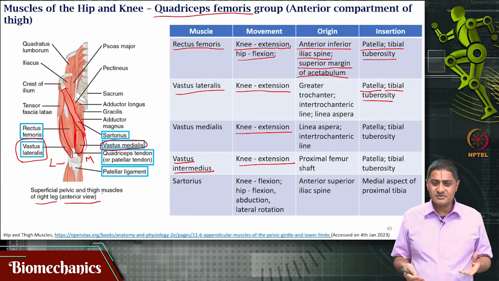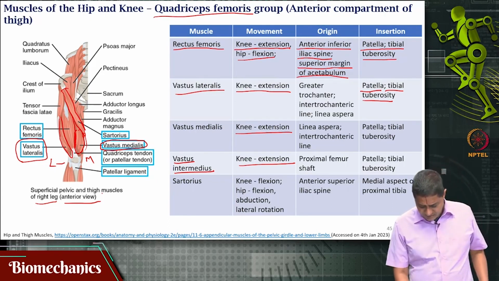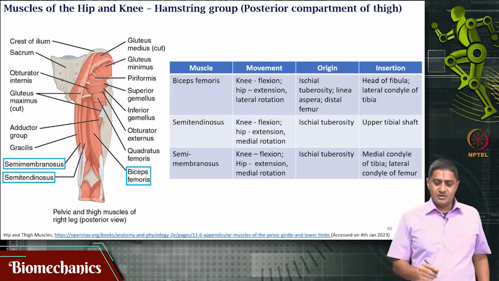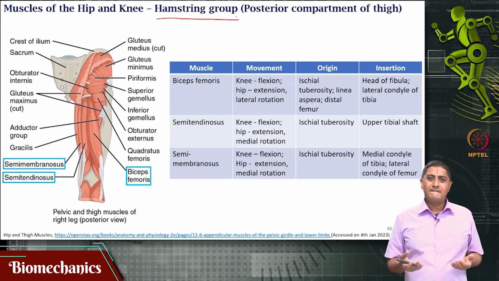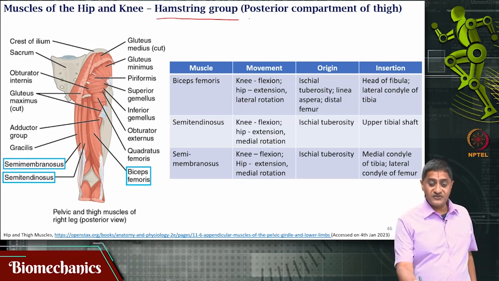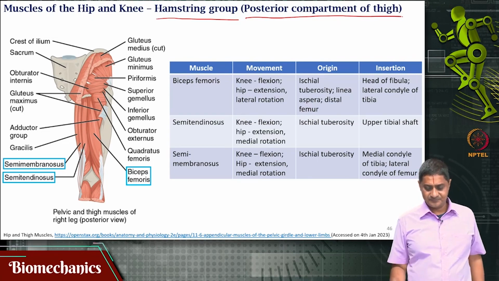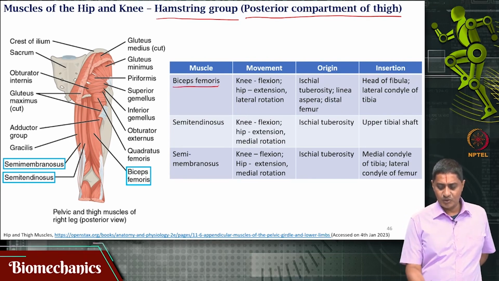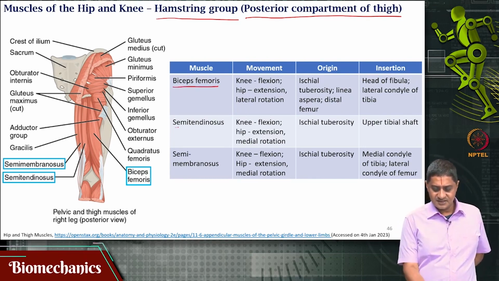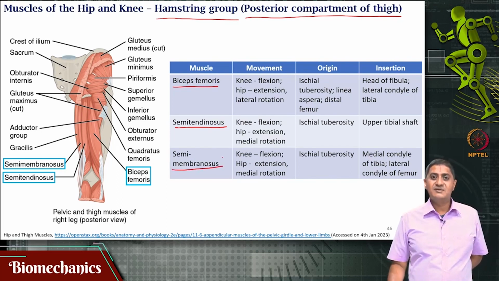Then what causes flexion? Well, that is the so-called hamstring group of muscles. This is seen on the back side of the thigh, or the posterior compartment of the thigh. Okay. And there are three different muscles that form the hamstring group. One is the biceps femoris, the other is semitendinosus, and the other is semimembranosus. Okay.